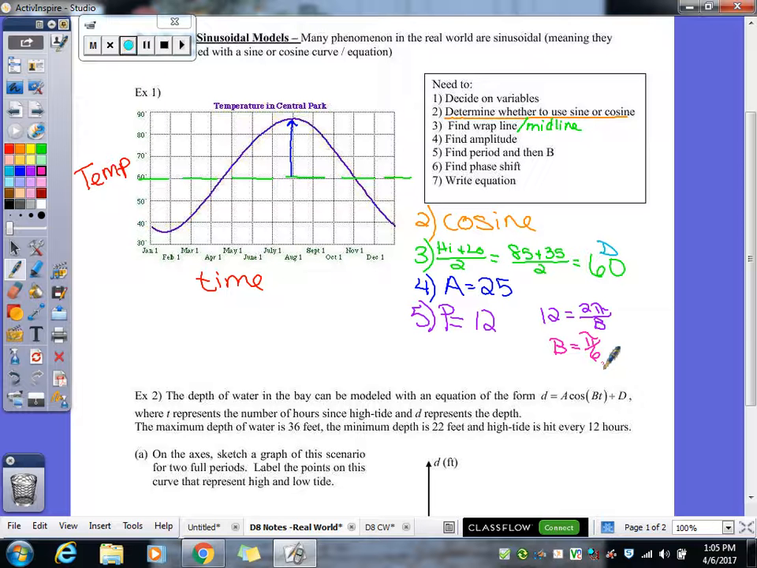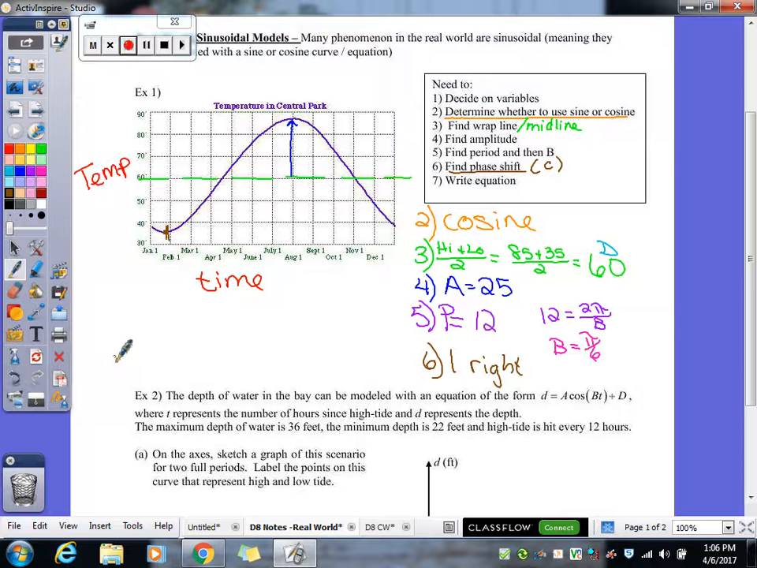and my D value. We just have to find our last one, C. So again, remember your phase shift. That is your C value. Now this one does have a phase shift, and we're going to kind of estimate approximately where the phase shift is. See, here's our low. That's where our graph should start. And we're going to say that's approximately at 1 to the right of the 0 part. We can estimate like that on these ones.